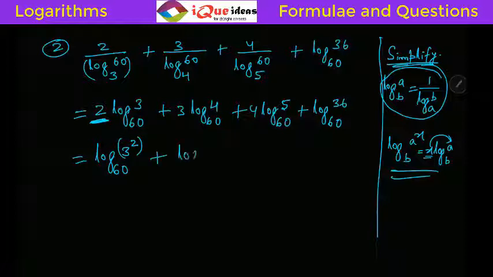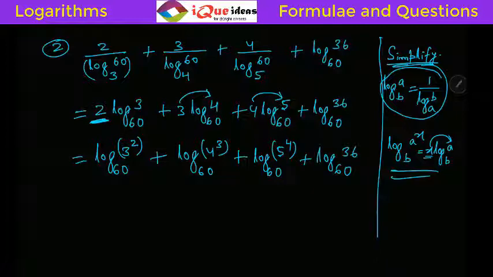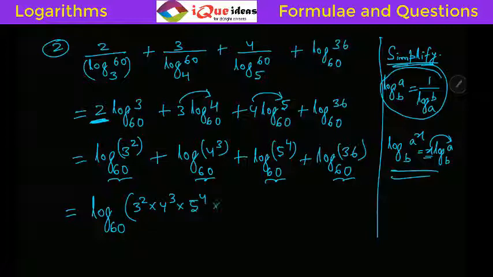Similarly, in the second one, 3 goes inside and becomes power, 4 goes inside and becomes power. So log of 4 to the power 3 to the base 60 plus log of 5 to the power 4 to the base 60, and the last one is log of 36 to the base 60. Now why are we doing that? Because now we can add all these logs. So when we add the logs, the numbers inside will get multiplied if the bases are same. So here all the bases are 60. So we can say it is log to the base 60, and inside it will be 3 square into 4 cube into 5 to the power 4 into 36.